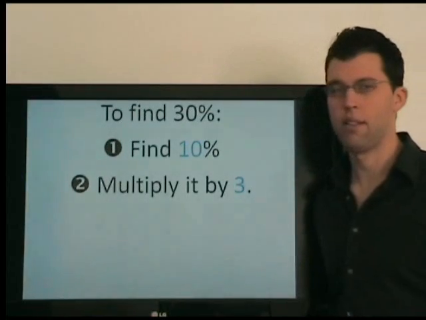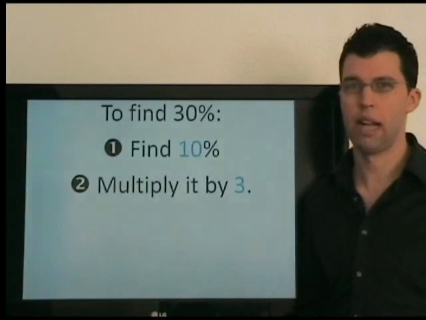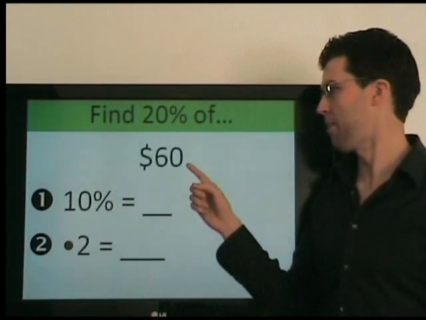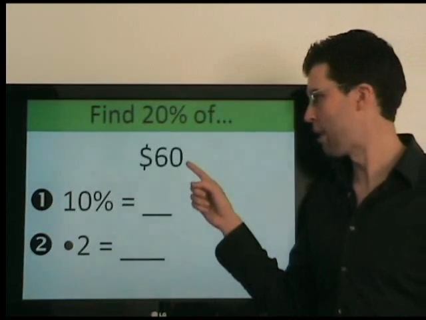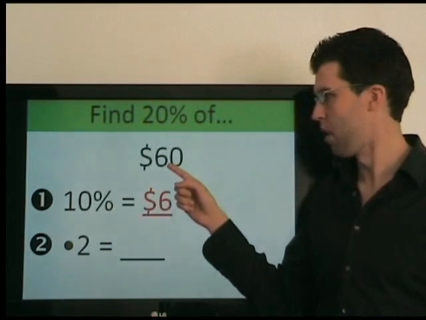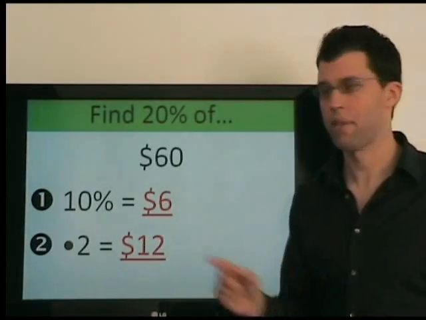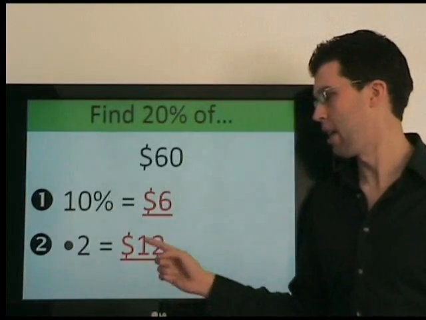To find 30%, we first find 10% and multiply by 3. So here is the decimal point. Dividing by 10 means we move it one space to the left, which is 6. We double it and get 12. We can also just divide by 5. 60 divided by 5 equals 12.